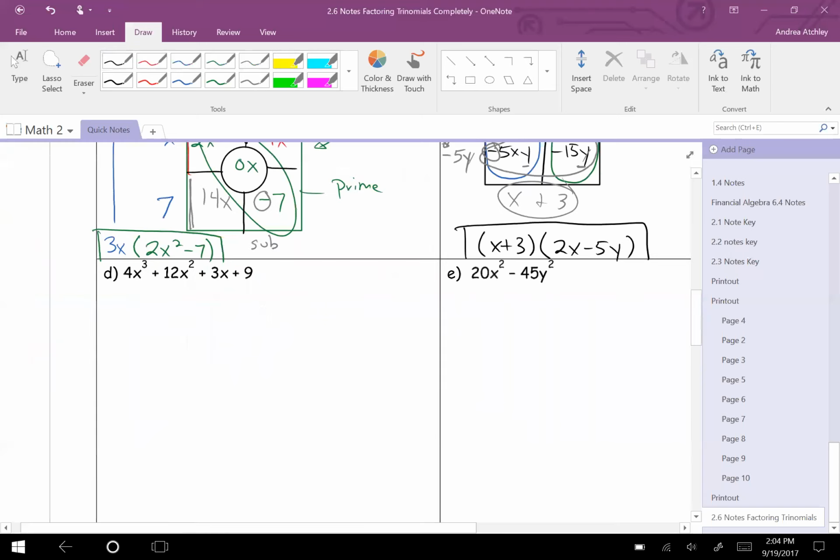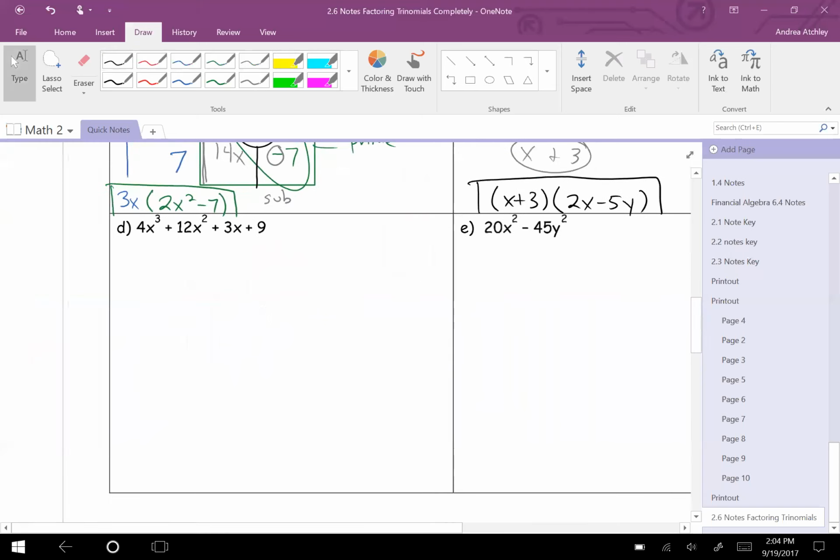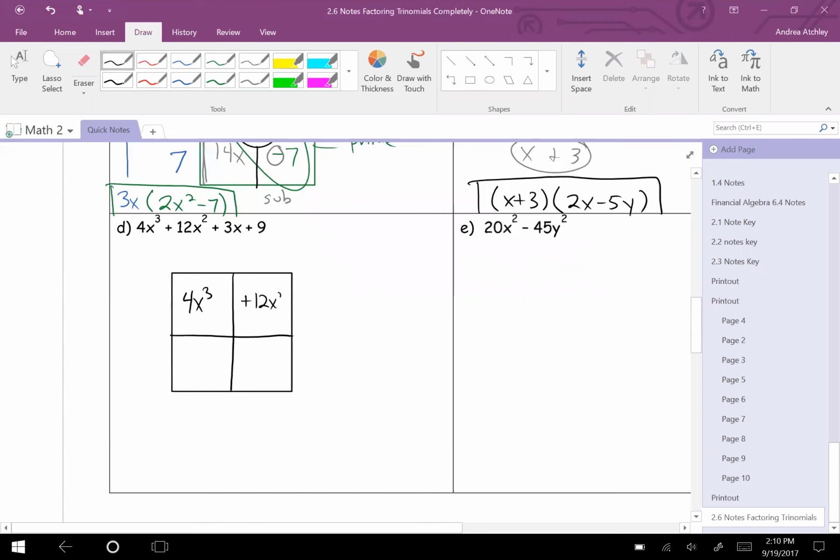Okay, do the next one in your pairs. Okay, so this next one is another factoring by grouping. So we just need to draw this in. This is 4x cubed plus 12x squared, 3x, and 9.